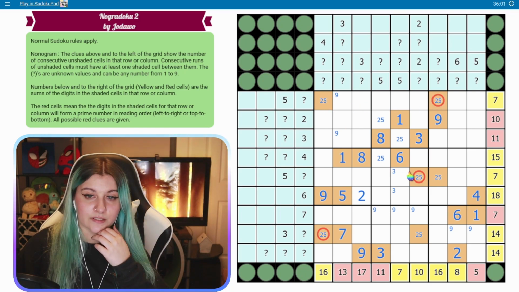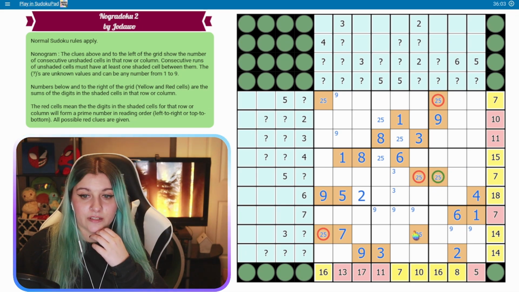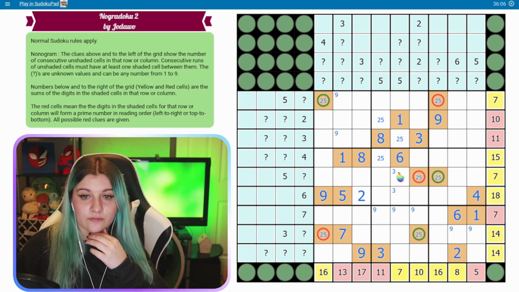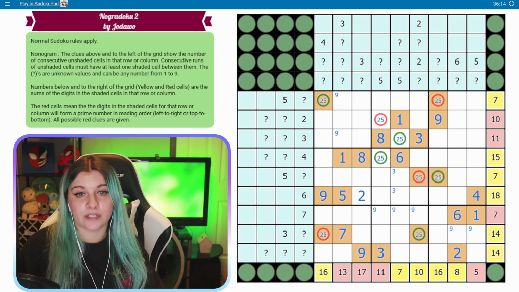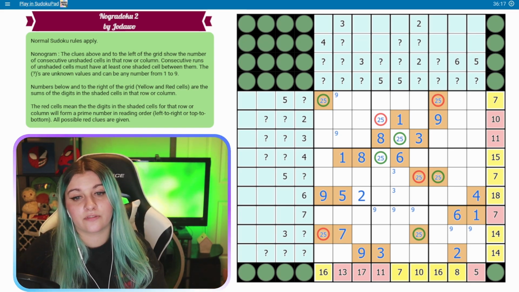I don't see any other ones. This is green, this is green, this is green. This red sees this green one. So this is red and this is green. Anywhere that sees both the red and the green can't be a 2, 5.